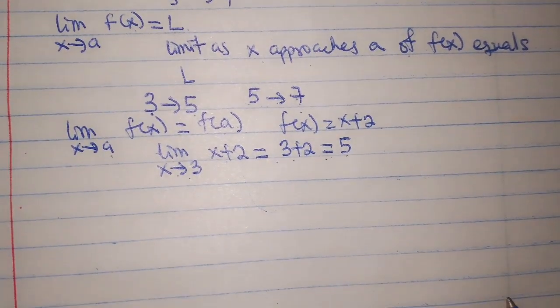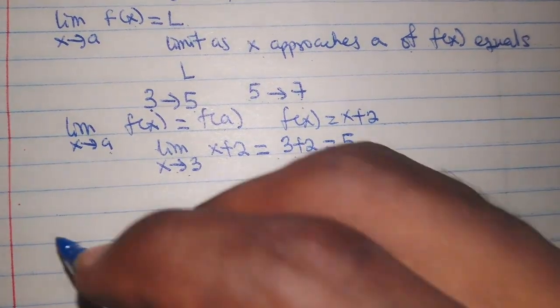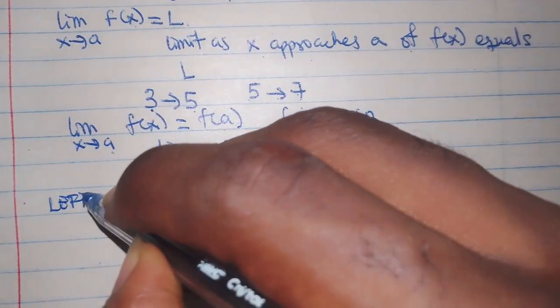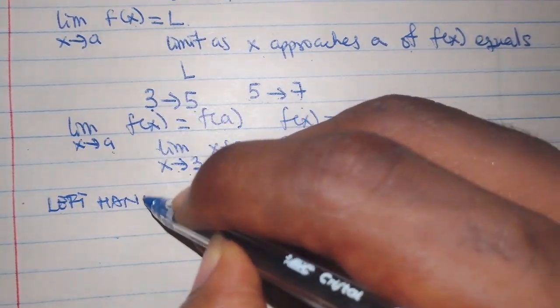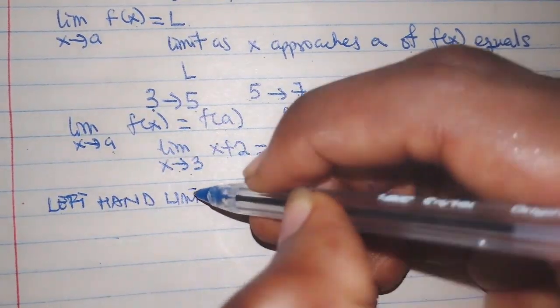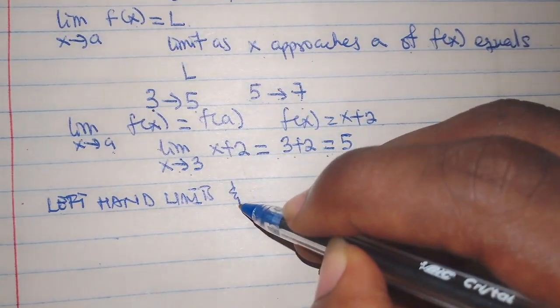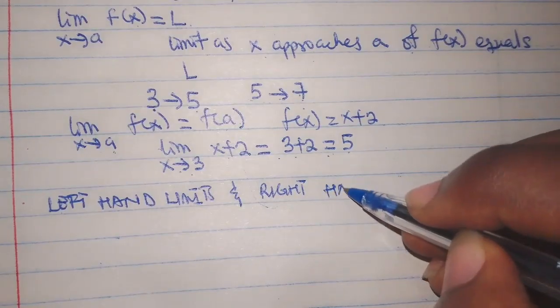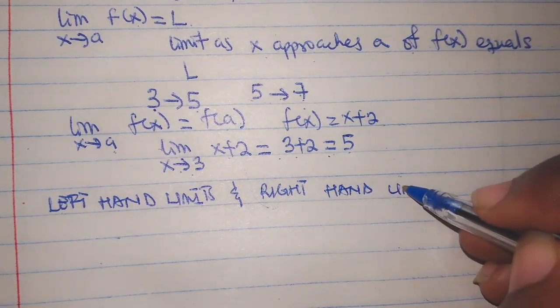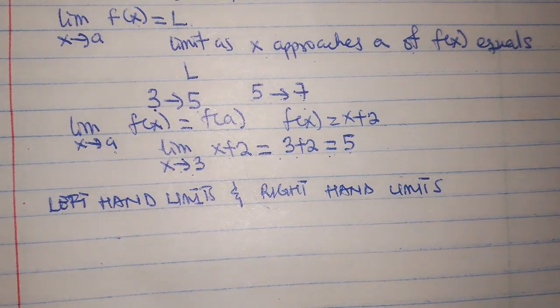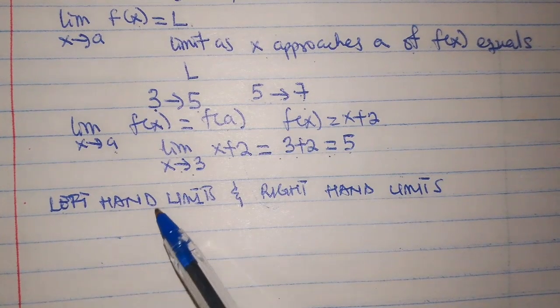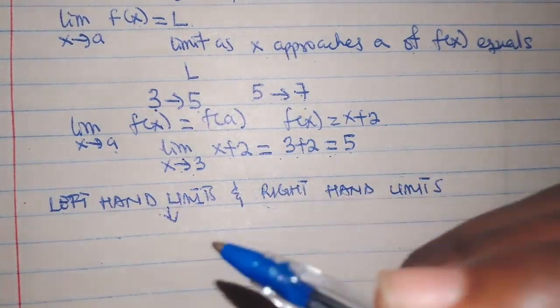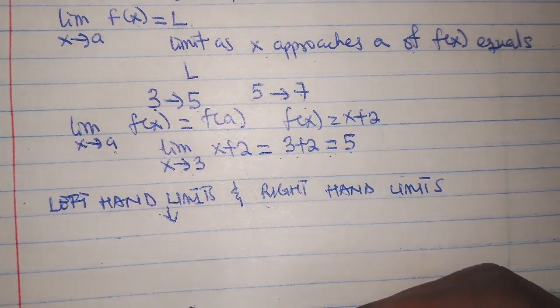Okay. Now, in limits, we have left hand limits and right hand limits. Now we are looking at the left hand limit. So we want to look at the left hand limit.